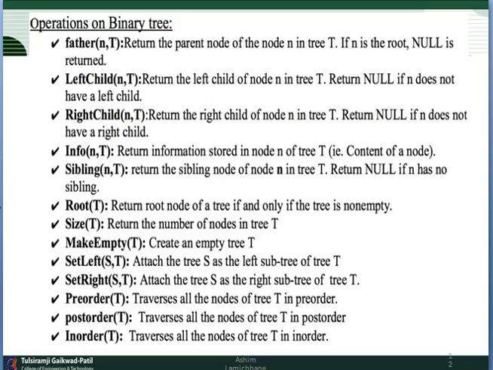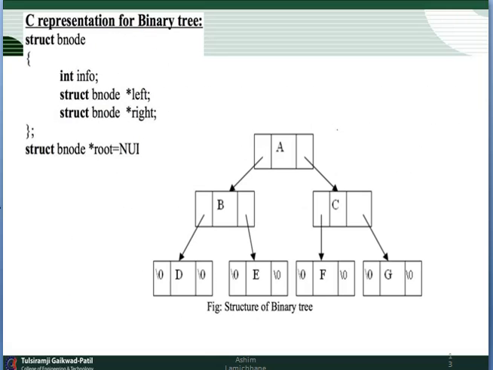There are various operations that we can perform on a binary tree, like father, left child, right child, roots, size, empty. We can also create an empty tree, that is T. We can also traverse in various different orders, as I already mentioned. They are pre-order, post-order, and in-order in a particular tree. These are the various operations on the binary tree as well.